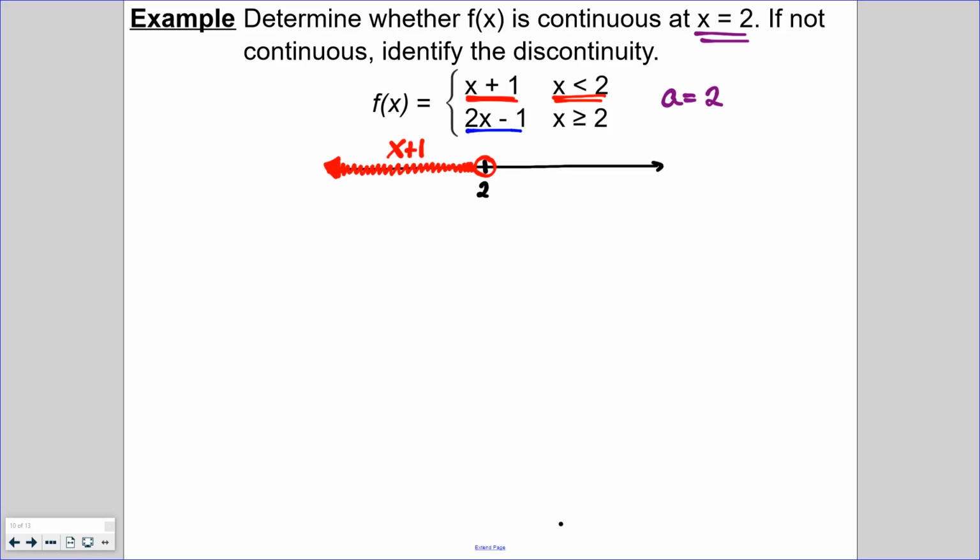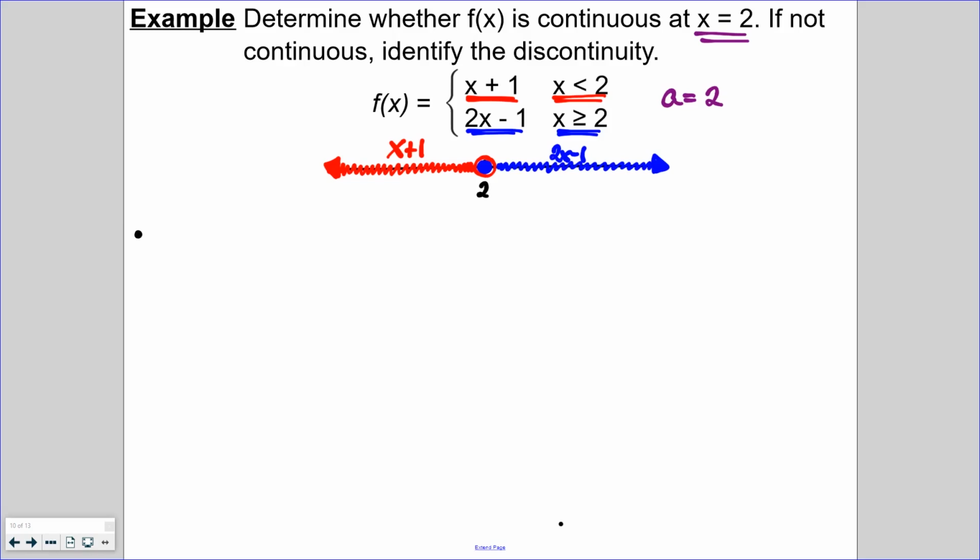Then for our second piece, the function is going to be 2x minus 1 when x is greater than or equal to 2. So that means this expression will be used when x equals 2, and then for all of our x values that are greater than 2. Alright, so now that we have this number line, we know which part of the graph is going to be which expression of the piecewise function. So now we can dive into the 3 conditions of continuity.